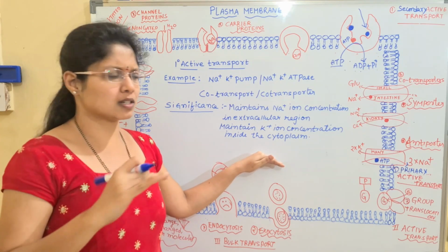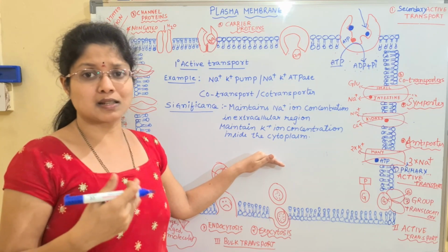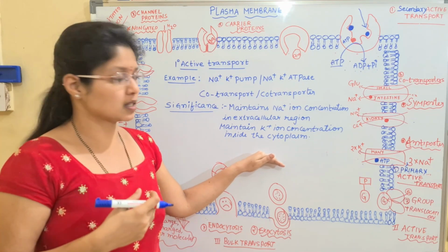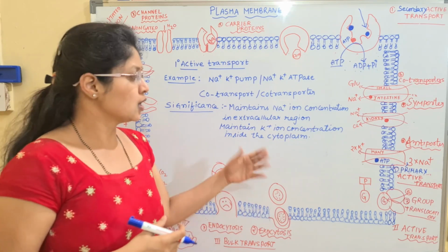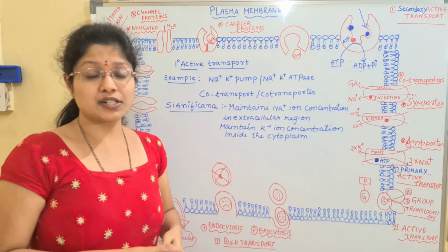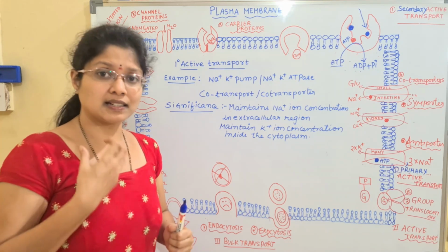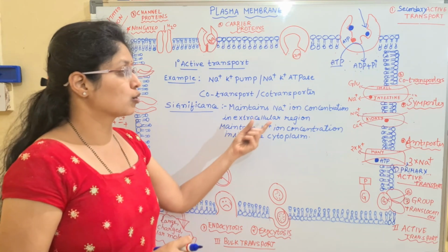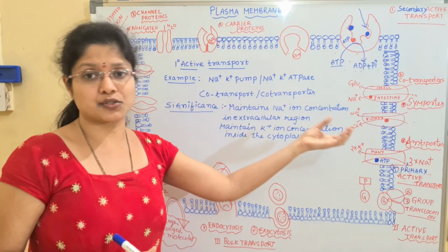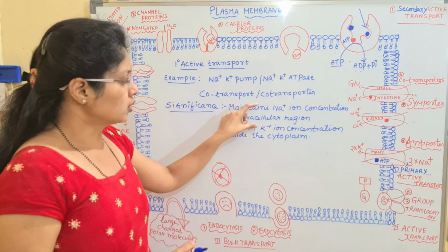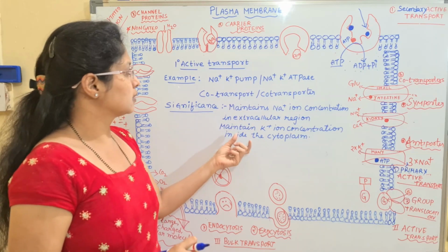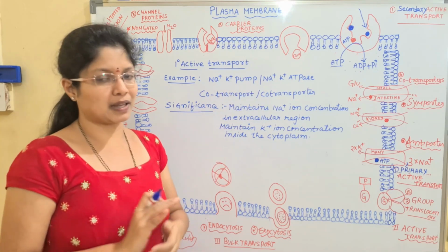We are not going to discuss all these details. We'll be discussing this in the membrane potential while discussing the nerve cells. I will be discussing all these things, children. So potassium ion concentration has to be maintained inside the cytoplasm, and sodium ion concentration has to be maintained extracellularly. So these points you have to remember simply. And in order to maintain this balance, the sodium potassium pump is mainly working.